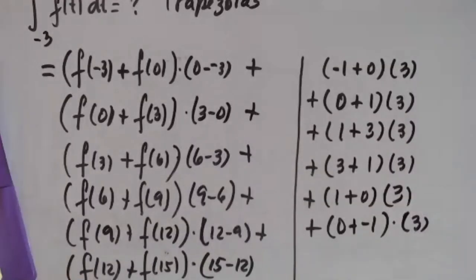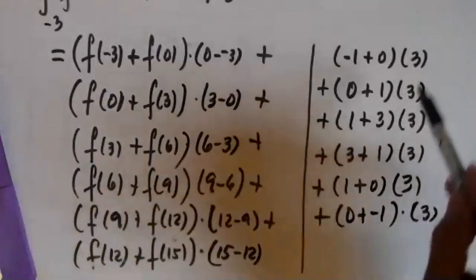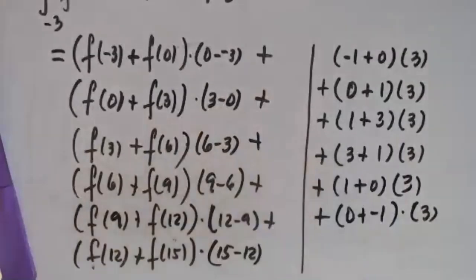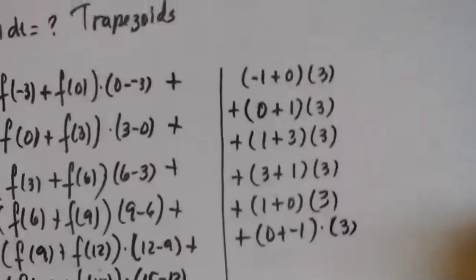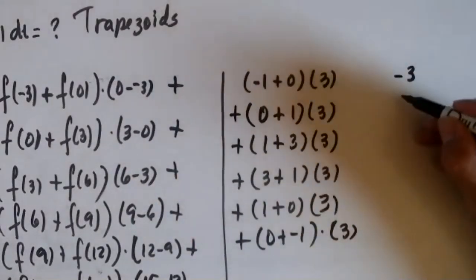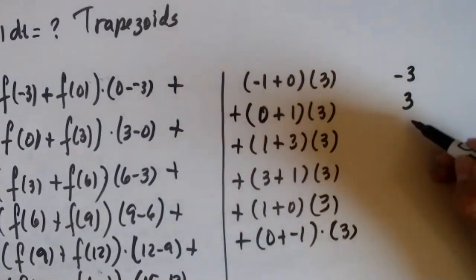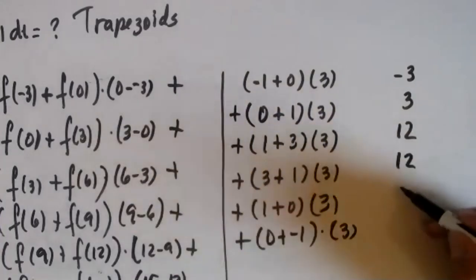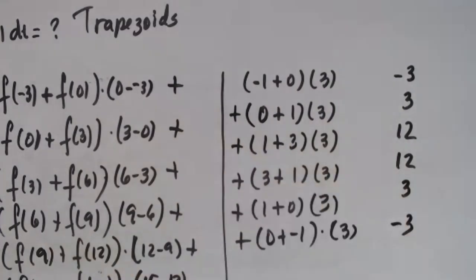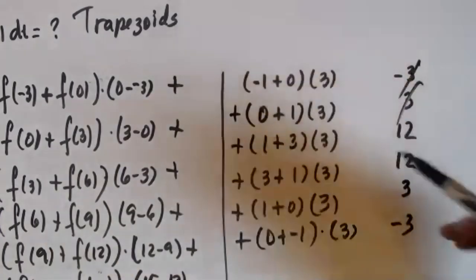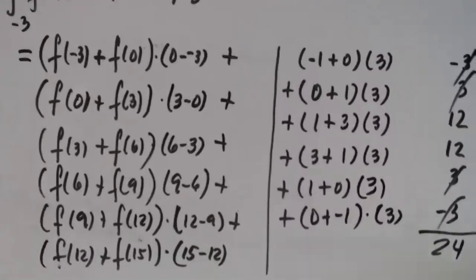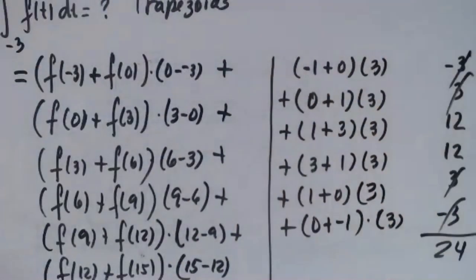Okay, everybody see those numbers? All these are threes, and these are the values you get from the graph. Then we solve the thing. So this is negative 3 plus 3 plus 12 plus 12 plus 3 minus 3. Correct? So we cancel these threes, and my area is 24. Okay? Trapezoids are something you learn since what?